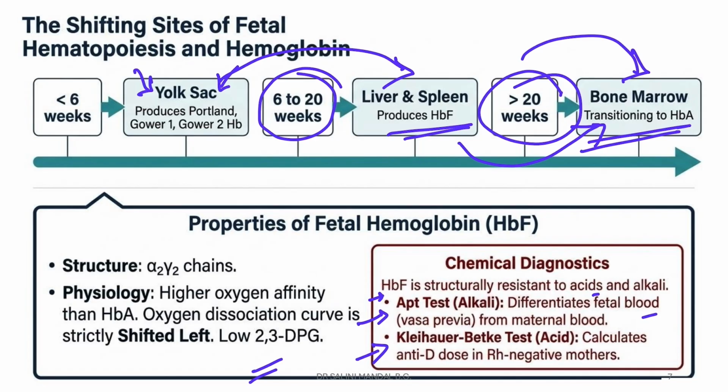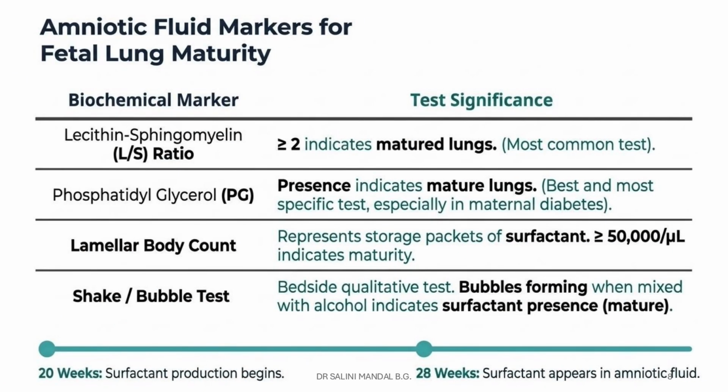Then we have the Kleihauer-Betke test. It is an acid elution test which detects fetal cells. It calculates the anti-D dose for RH negative mothers. I'll talk about that later.